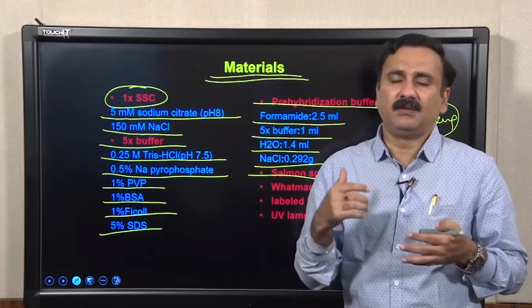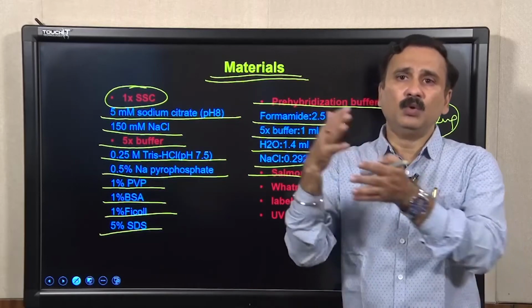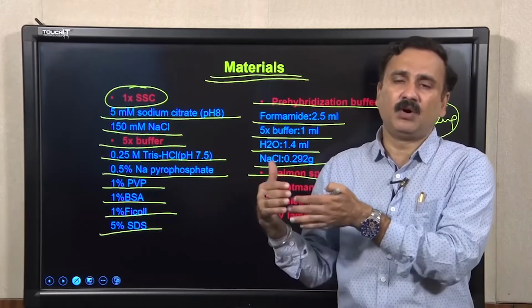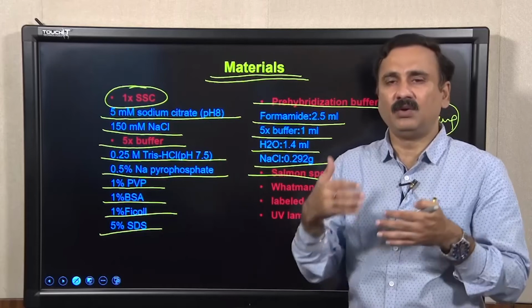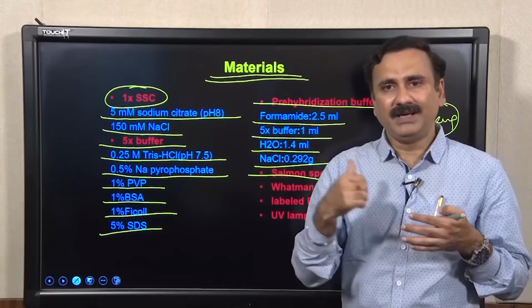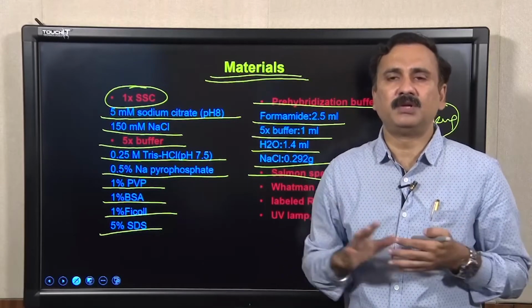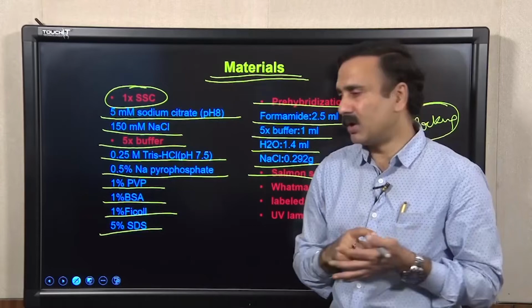But here, since we are more concerned about the binding of your probe to non-specific sites present on the nitrocellulose membrane, that is why you are going to use the salmon sperm DNA as a blocking agent, so that all the sites present on the nitrocellulose membrane are going to be blocked.